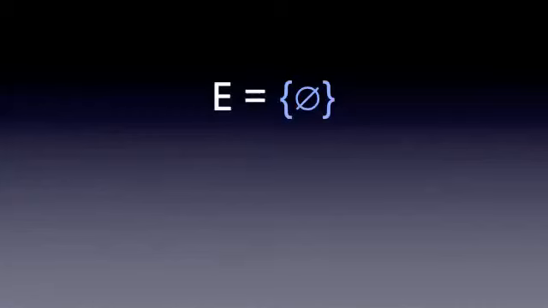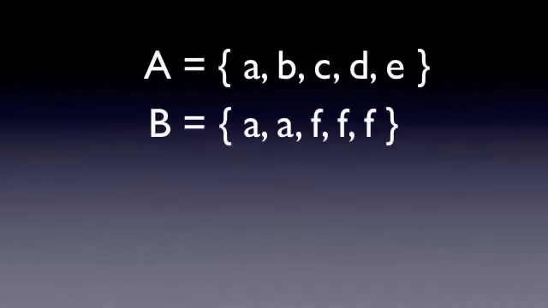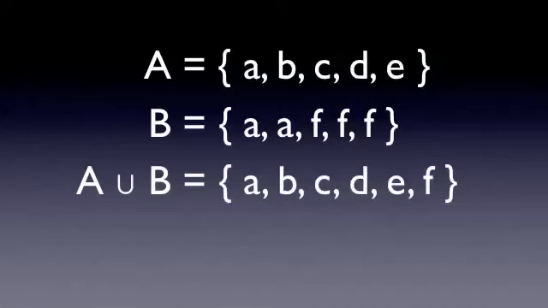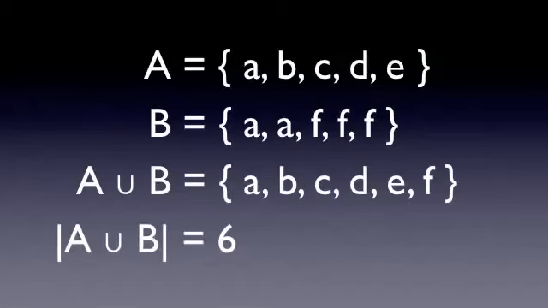Now what about the cardinality of the union of sets A and B? To figure out the cardinality, let's first determine the union. In this case, the union of A and B is A, B, C, D, E, and F. So the cardinality of the union of A and B is 6. Remember, we don't count the duplicates.